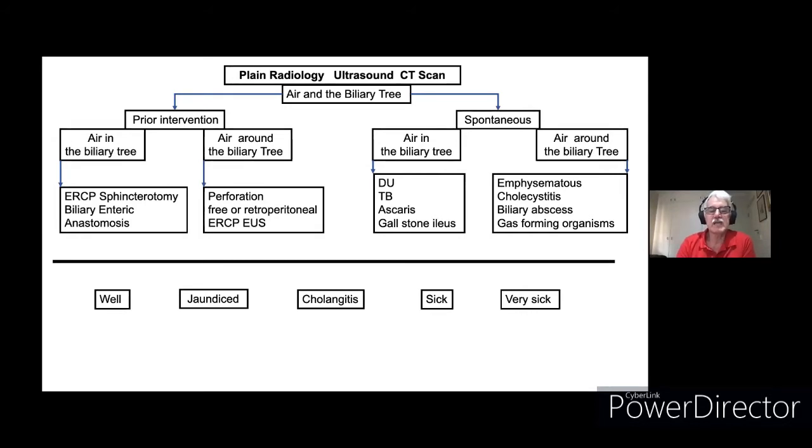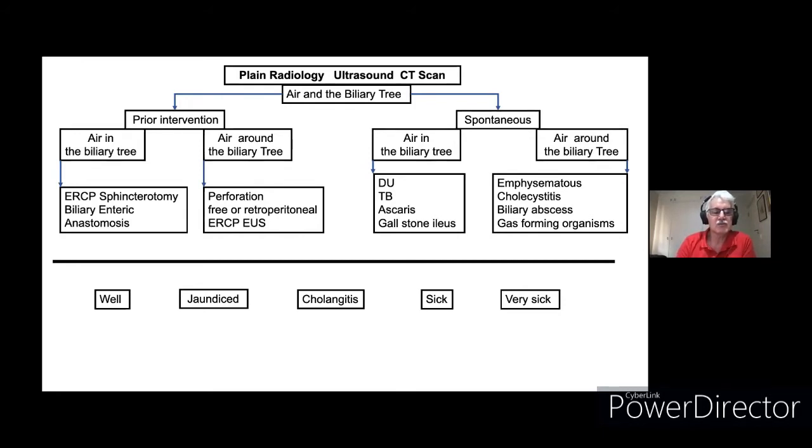And then, of course, you can get air around the biliary tree in emphysematous cholecystitis, in biliary abscesses, and also when you get gas-forming organisms in the biliary system, again usually related to prior intervention or intrahepatic sepsis.